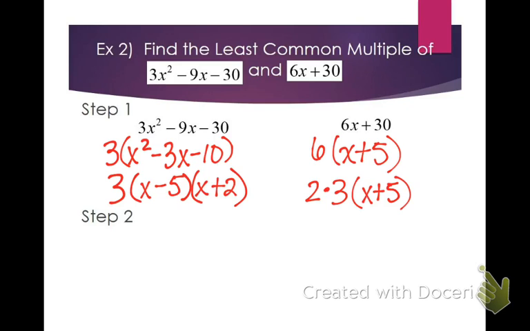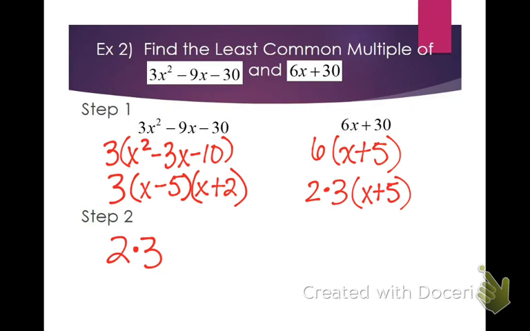Now this one is a little bit different from our last one. So we want to write each factor the greatest number of times it appears in either expression. So let's start with our smallest, just plain old number, 2. What's the most times it appears? Once. So we write it down once. 3. What's the most times it appears? Once.